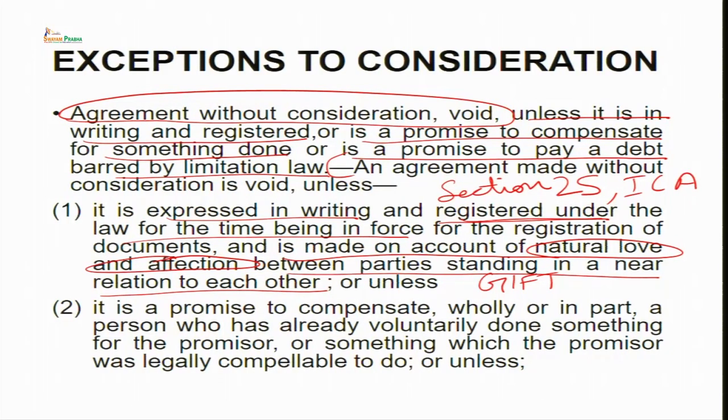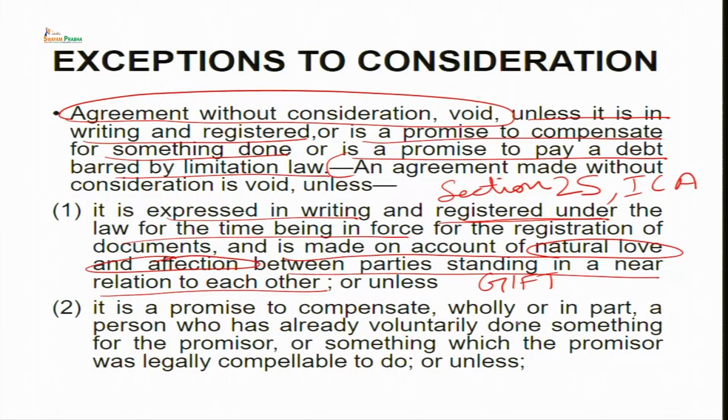It says four things. It has to be in writing, gift has to be in writing, it has to be registered, then it says it has to be made out of natural love and affection. You have that natural love and affection towards someone and you are willing to do something for that person, gift something to that person, right? And the fourth thing is that the gift is to be made to someone who stands in near relation to you, who is related to you, right?